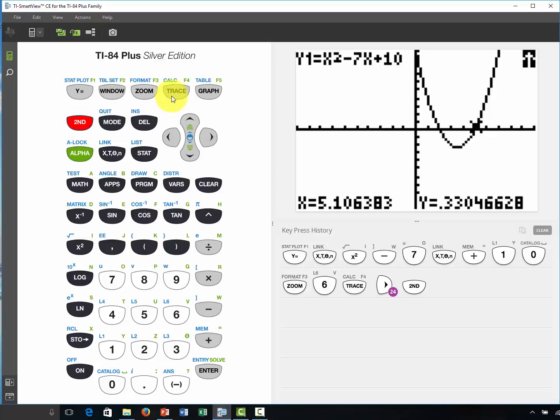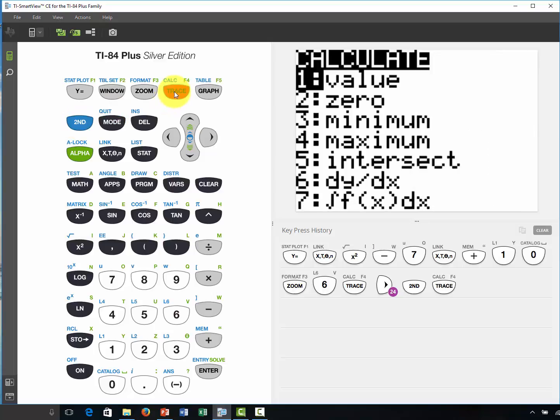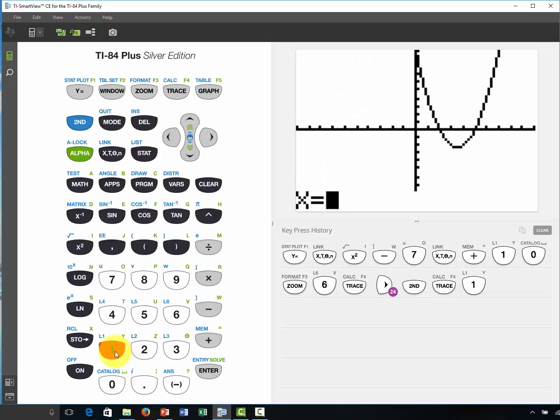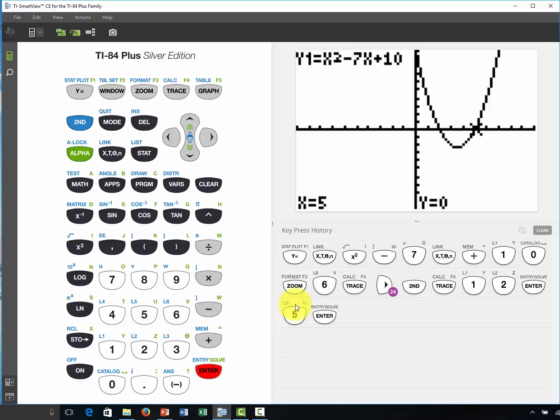Another way is if we go to the calculate, and we can use number 1 value. We put the input in here and the calculator will tell us the output. So let's see, when x is 2, what's y? I hit enter and it's saying y is 0. This shows that we have an x-intercept at 2. Okay, let's try 5. When x equals 5, enter, we get another 0. So we have our 2 x-intercepts.